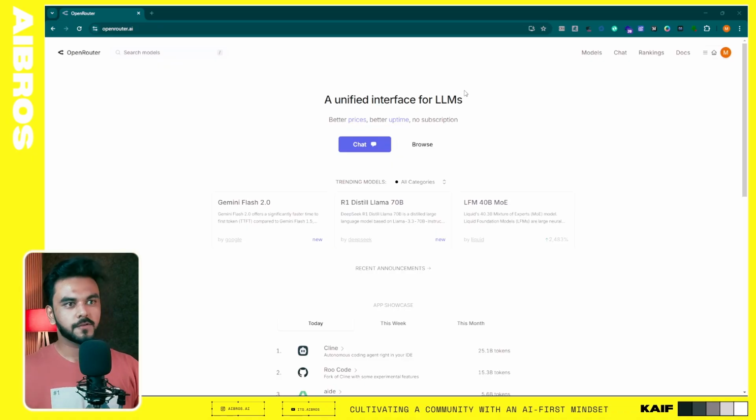Let's go. Okay, so we are at my screen and this is how OpenRouter looks. And as I told you, a unified interface for LLMs, better pricing, better uptime, no subscriptions. So you just have to sign in. I've already done that. This is the chat section. This is where you browse all the models.